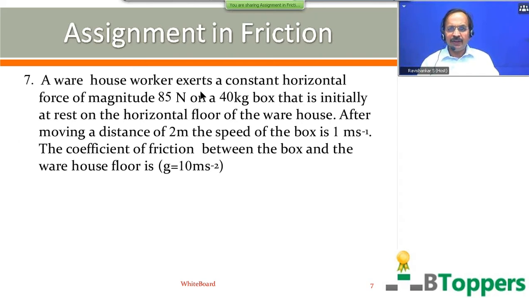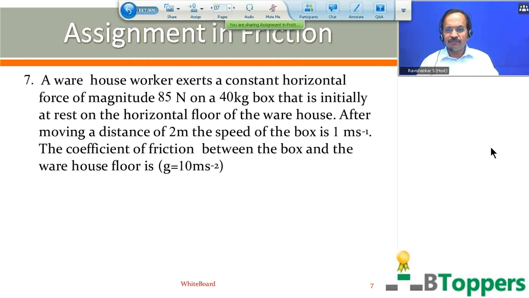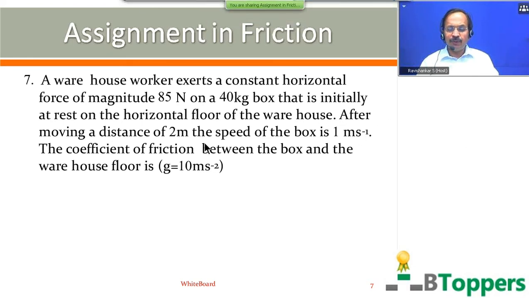A warehouse worker exerts a constant horizontal force of magnitude 85 Newton on a 40 kg box that is initially at rest on the horizontal floor of that warehouse. After moving a distance of 2 meters, the speed of the box is 1 meter per second. The coefficient of friction between the box and the warehouse floor is... come on, try the question. You have to take g equal to 10 meter per second square. I've shown you the multiple choice options on the screen.